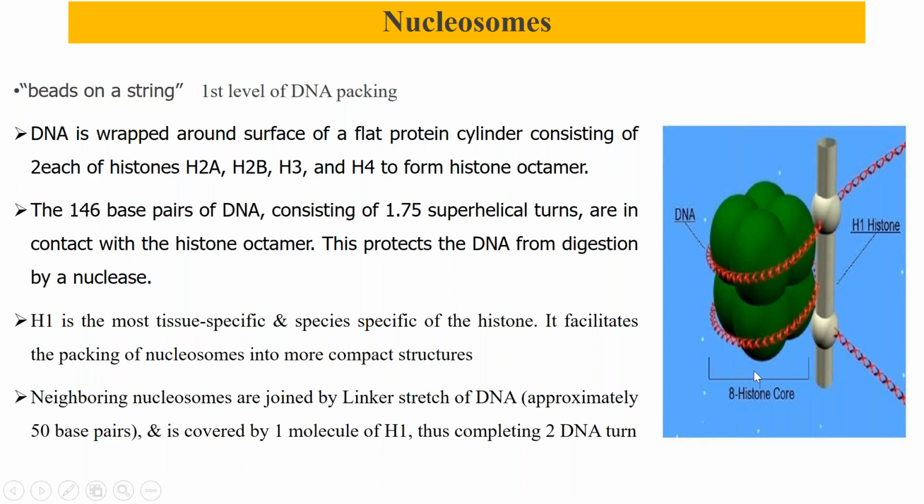ठीक है? So again in this figure we can see 8 histone core, DNA, आपका H1 वो और एक ये linker DNA. DNA is wrapped around the surface of a flat protein cylinder consisting of the core histone molecules, octamer. 146 base pairs of DNA consisting of 1.75 superhelix turns are in contact with the histone octamer. This protects the DNA from digestion by a nucleus.